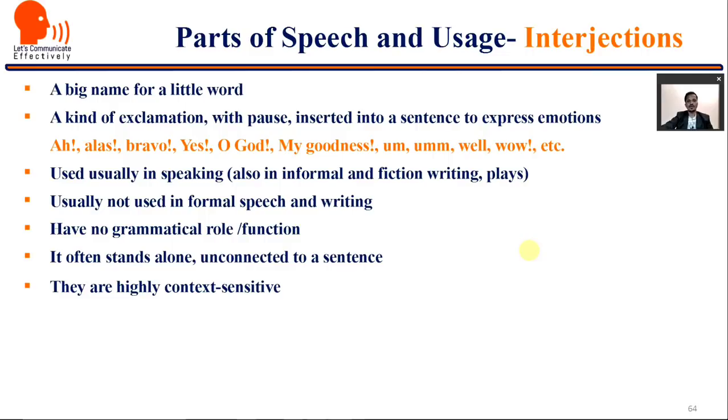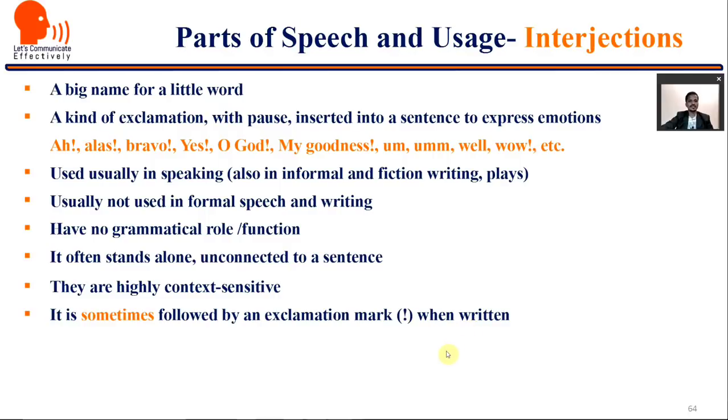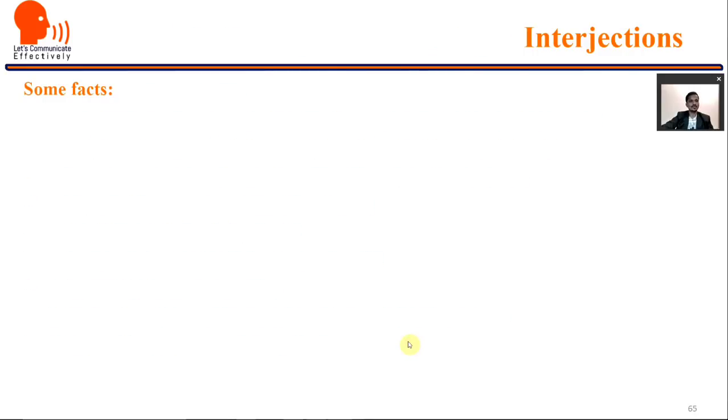They are highly context sensitive. Their usage and their meaning depend on the context of the speech. It is sometimes followed by an exclamation mark when written. Sometimes is highlighted because it may not be followed by the exclamation. We may have the knowledge that interjections are always followed by an exclamation mark. No, there are certain interjections which are not followed by an exclamation mark. They are also known as hesitation devices. Let us see those now.